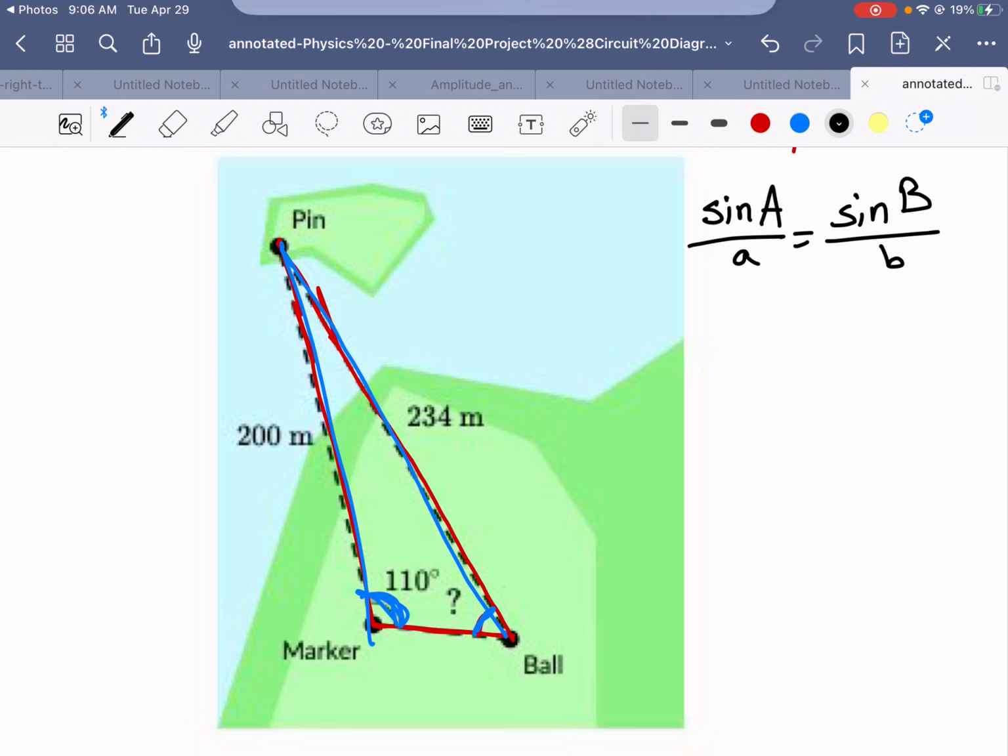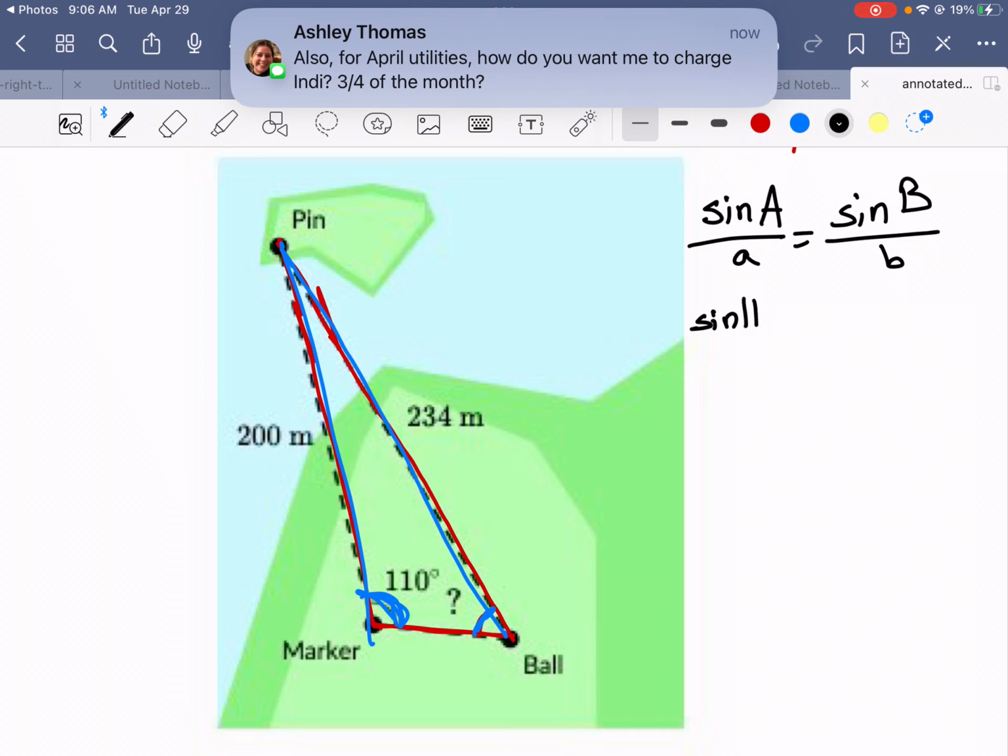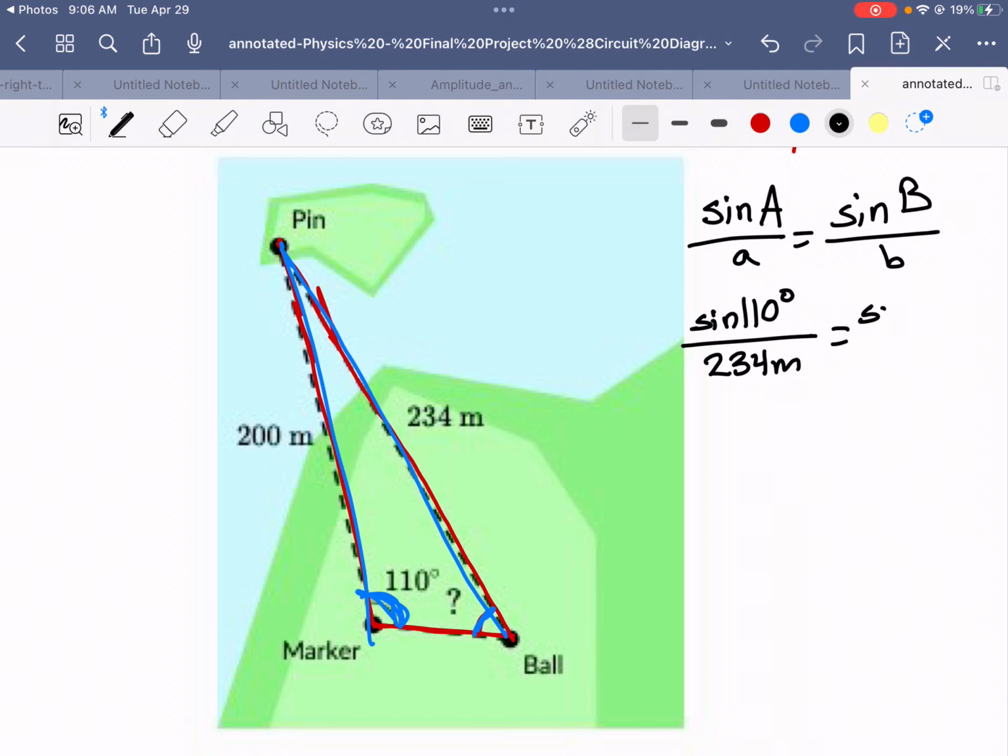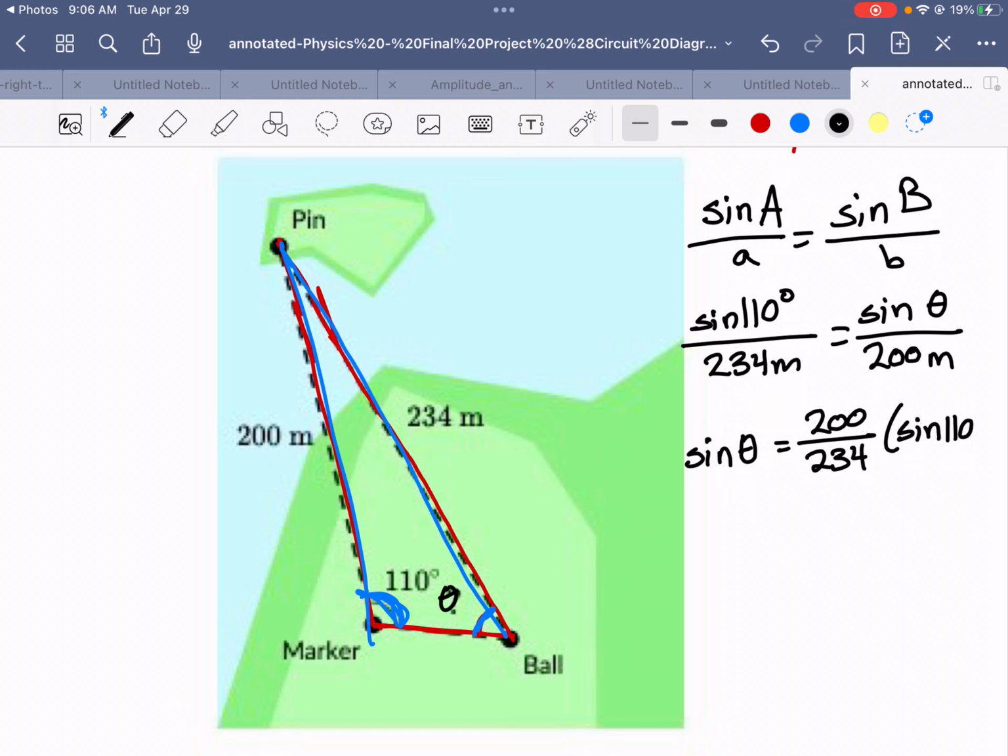So we're just going to say that the sine of 110 degrees over 234 meters, because that's the opposite one, is equal to the sine of theta, which is, I'm just going to call this theta, the angle we want to know, over the distance opposite from that one, which is 200 meters. All right, so sine theta is equal to 200 over 234. Our meters cancel out, times the sine of 110 degrees.